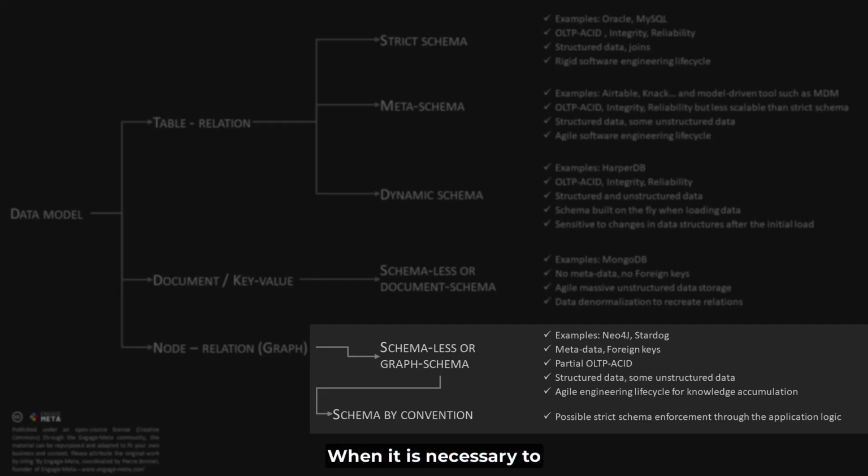When it is necessary to formalize a stricter data schema, knowledge graph-oriented databases allow the use of a schema by convention style. It is then enough to create a data schema modeler above the graph schema and to plan at the application logic level the referential integrity constraints. In this case, we approach the meta-schema style of the purely relational approach, albeit with less power in OLTP ACID transaction management.